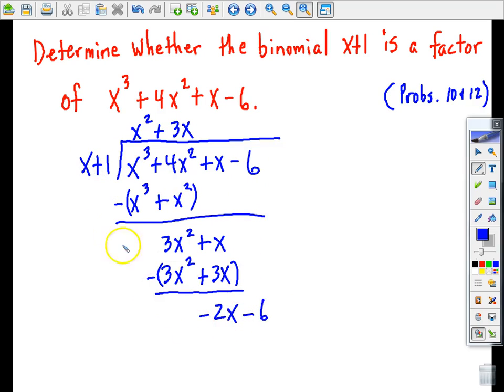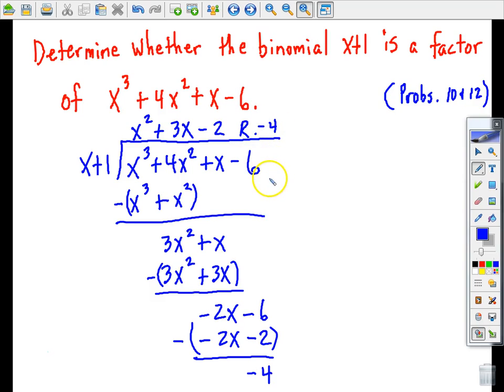Repeat the process. X goes into negative 2x negative 2 times. Negative 2x minus 2. And I subtract, and you can probably tell that we are not going to get a remainder of 0. We're actually going to have a remainder of negative 4, negative 6 plus 2. So the answer to the question, whether this binomial is a factor, well, since I got a remainder, the answer would be no.